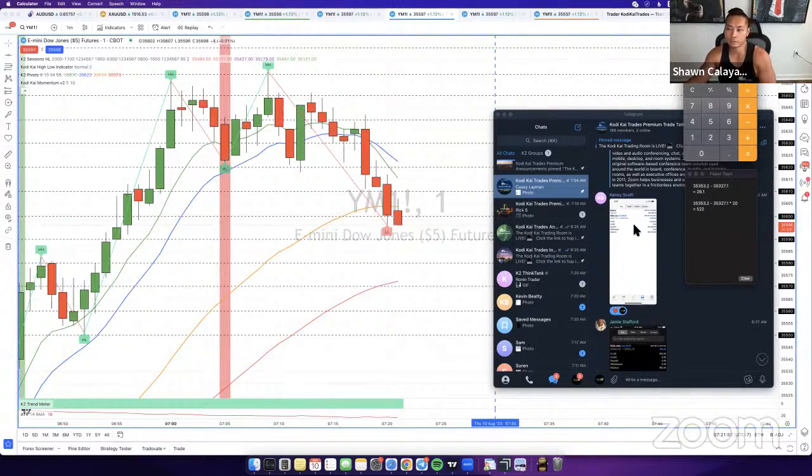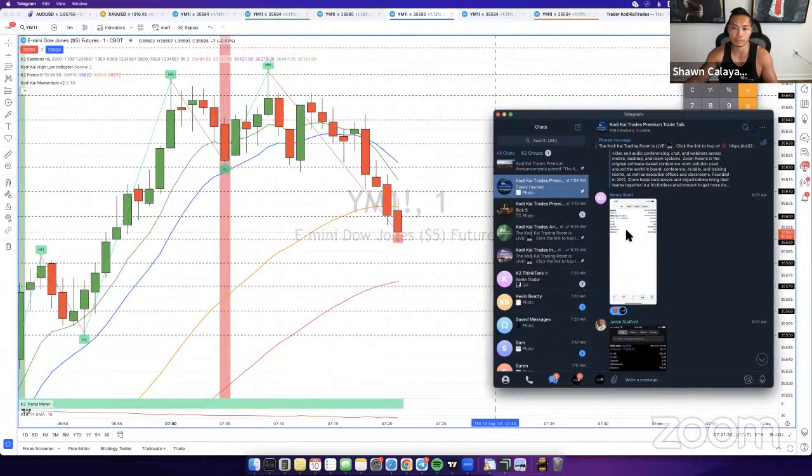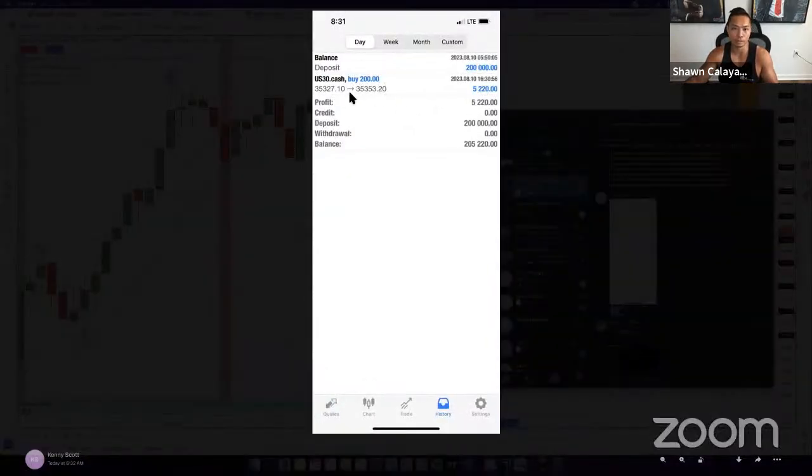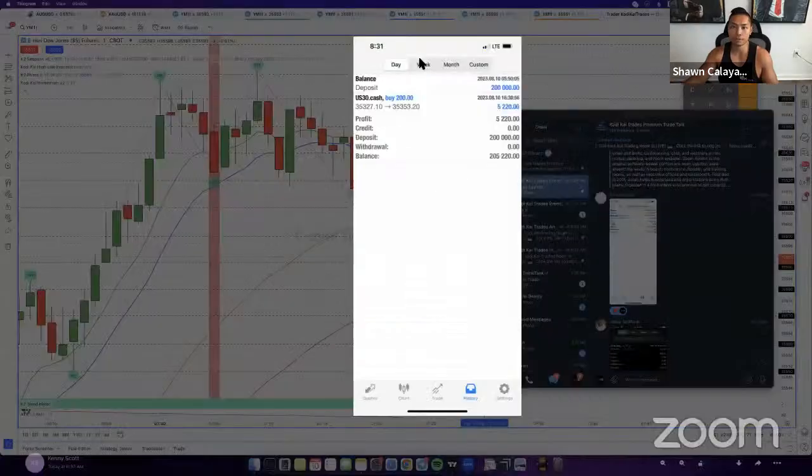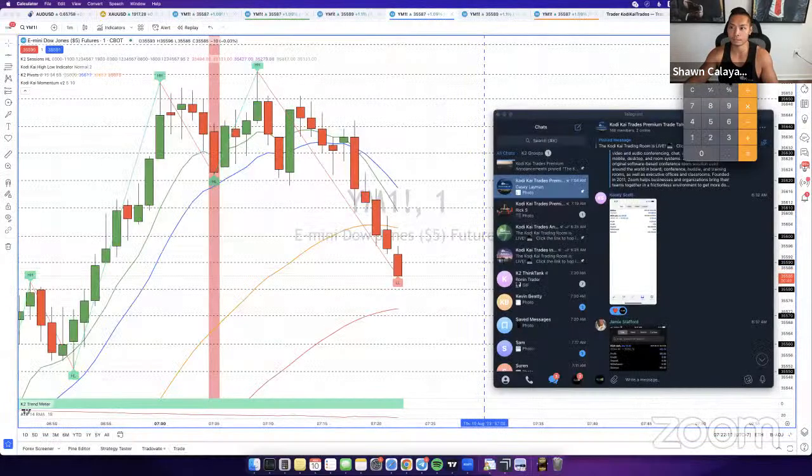So here's the basic math, Kenny. I don't know if you guys realize this. If you're doing a 200 lot, you just multiply your pips by 20, because that's how much each pip is worth, right? So if you got in for 261, then you multiply this by 20. It matches your profit, right? You got 5,220. So yeah, this is right, Kenny.